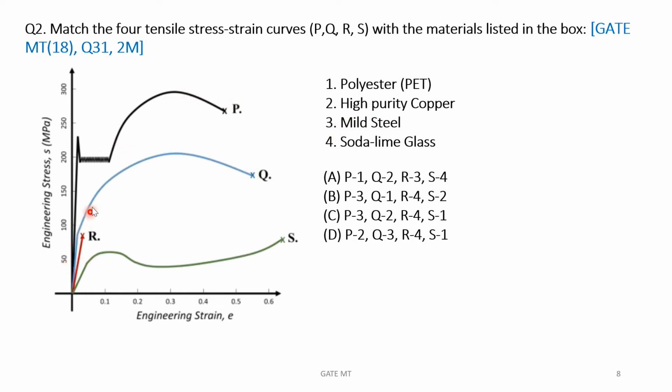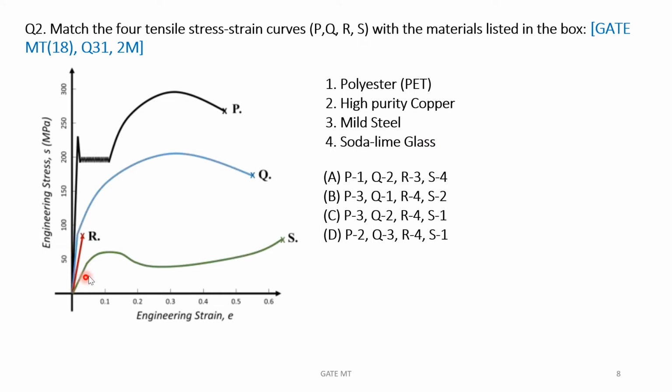Next we have a material with a similar amount of stress and elongation, but it does not exhibit any yield point phenomenon. Therefore we can say this is high purity copper. The third red curve requires a comparatively very small amount of stress. It fractures very fast, and the area under the curve is also very small. Therefore, it is somewhat of a brittle material, and from our options, we can say that it is soda lime glass.